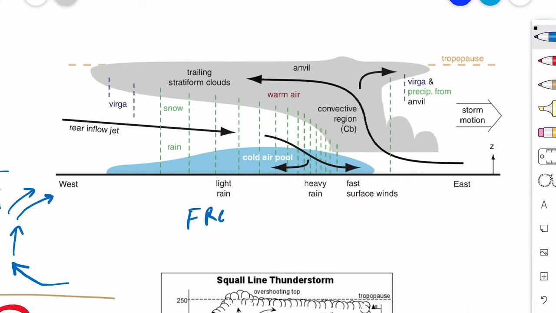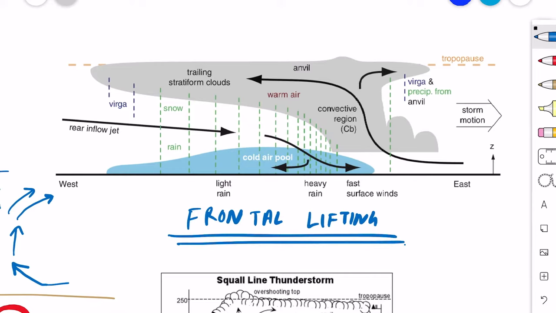Now the last trigger action is because of frontal lifting. So frontal lifting is when there are fronts. Fronts are formed when two air masses meet. There are mainly two types, the cold and the warm front. Cold front is when cold air coming from behind collides with warm air ahead. And warm front is when the warm air coming from behind collides with cold air ahead. Thunderstorms are most likely formed with cold fronts because a lot of cumulonimbus clouds are formed.